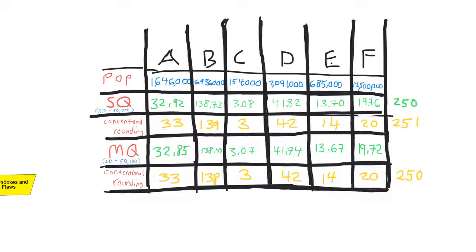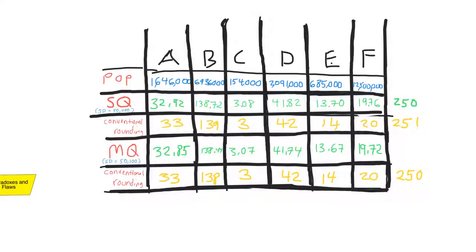Now imagine, by the way, we had performed a modified quotient, and then we ended up with 249. Well, what that means is we would have to make the standard divisor a little bit less, somewhere in between 50,100 and 50,000. Maybe you could try 50,050 and then find the next modified quotient, round those, and hopefully you will eventually hone in on exactly 250 seats in Congress. Okay, so I hope that makes sense.